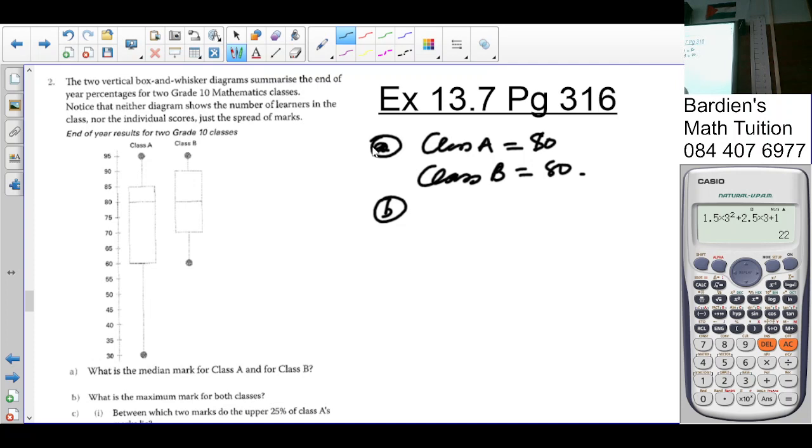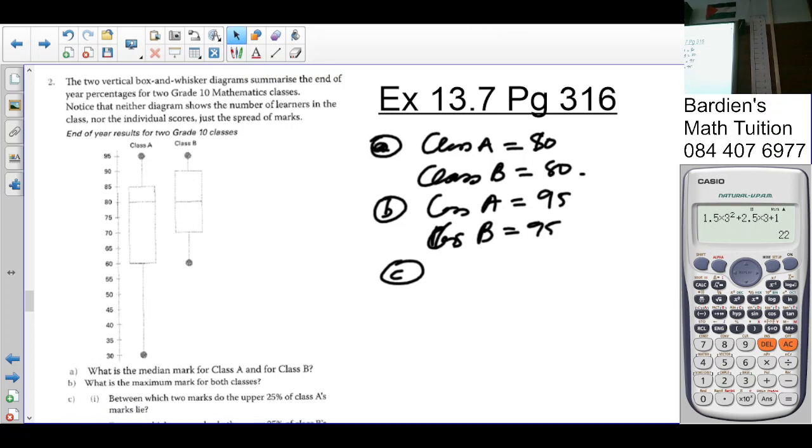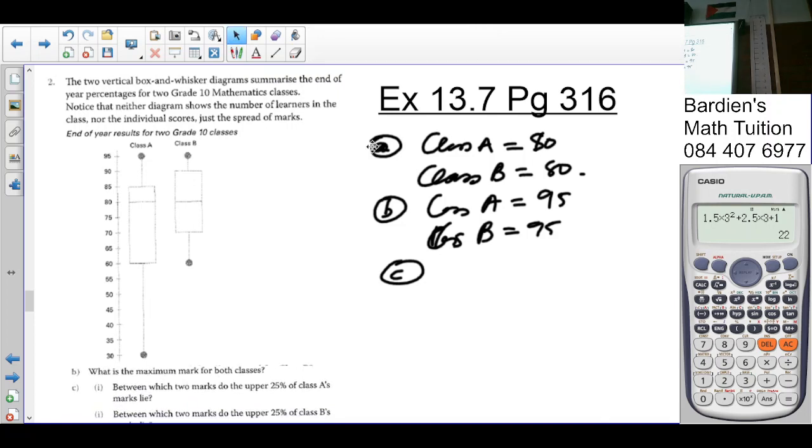What is the minimum mark for both classes? Class A, the maximum. Class A, 95, and B, 95%. C. Between which 2 marks do the upper 25% of class A's marks lie?